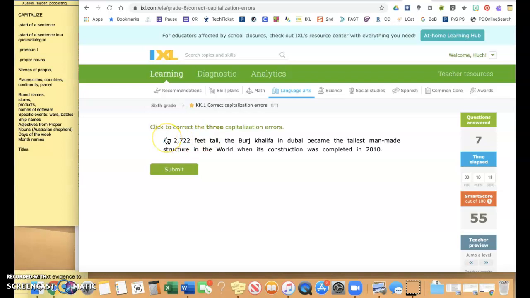Three capitalization errors. At 2,722 feet tall, the Burj Khalifa in Dubai became the tallest man-made structure in the world when its construction was completed in 2010. Well, we just talked about world's not capitalized. This is a specific name of a building. So, like Eiffel Tower, Sears Tower, Statue of Liberty, those landmarks or buildings would go under our places.